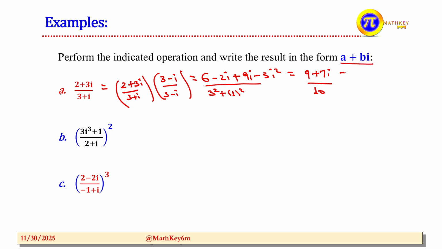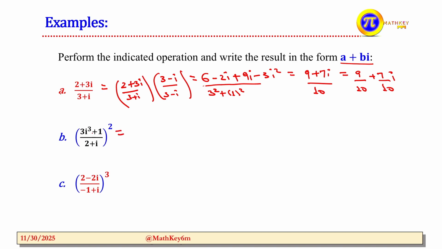Which equals, we can express, 9 over 10 plus 7 over 10 i, with the imaginary part. So we can express such forms. Similarly, you can consider the second one. It is given in the form of (3i cubed plus 1) over (2 plus i), the whole squared. In this case, let's try to simplify the inner one.